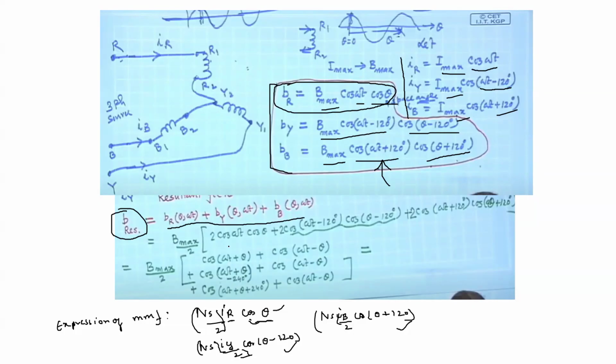If you apply the cosine identity, cos A cos B is 1 by 2 of cos A minus B plus cos A plus B. Okay, so you apply this identity.